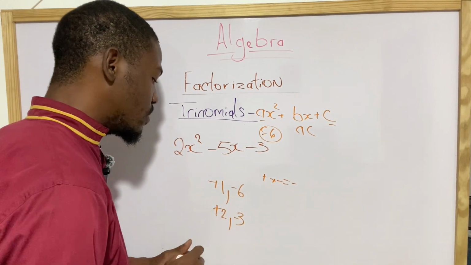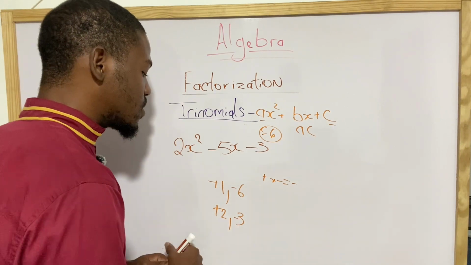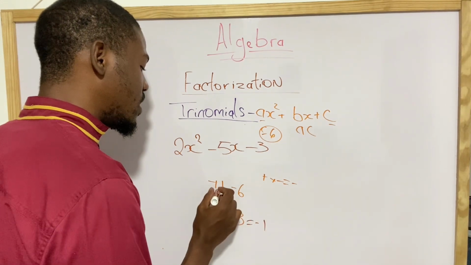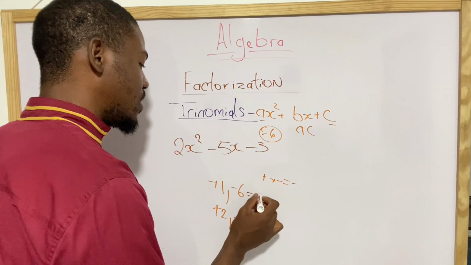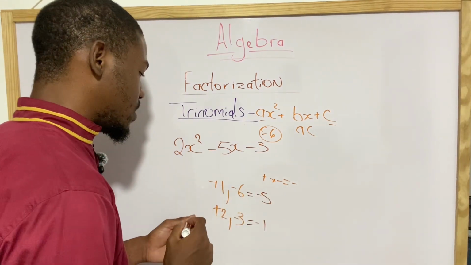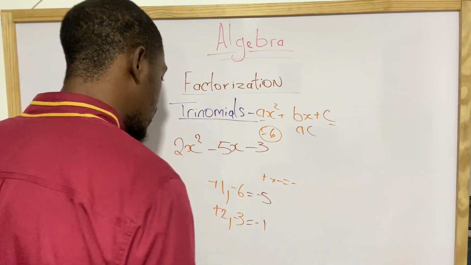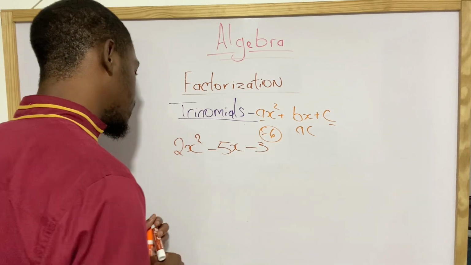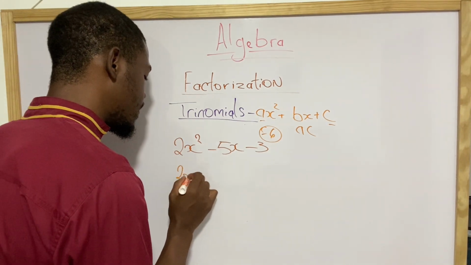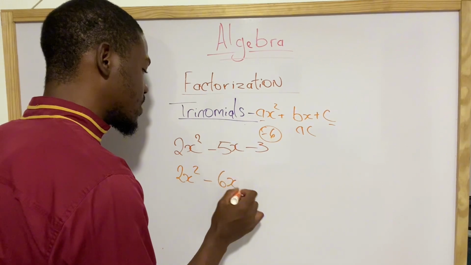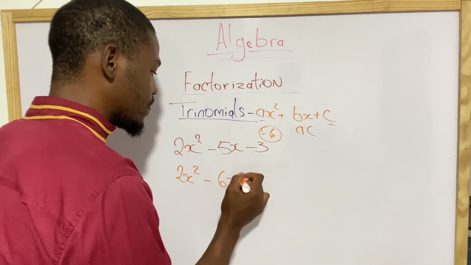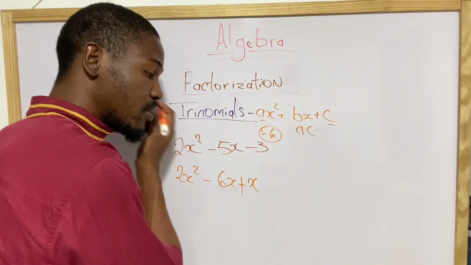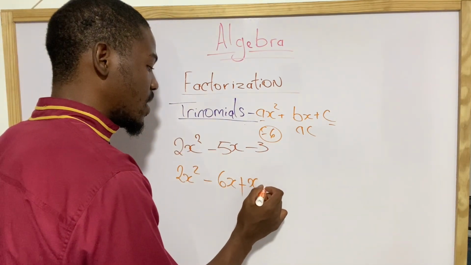So here, if we add negative 3 plus 2, sorry, 2 minus 3, that's going to give me negative 1. And here, if we have 1 minus 6, that's going to give me negative 5. So the pair that we're going to use in this case is 1 and 6, with the 6 being the negative. So we're just going to rewrite 2x squared minus 6x, sorry, plus x. We don't have to put the 1 there. We're just going to put plus x.